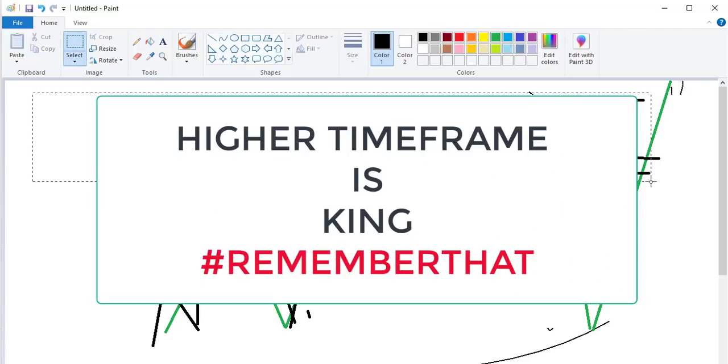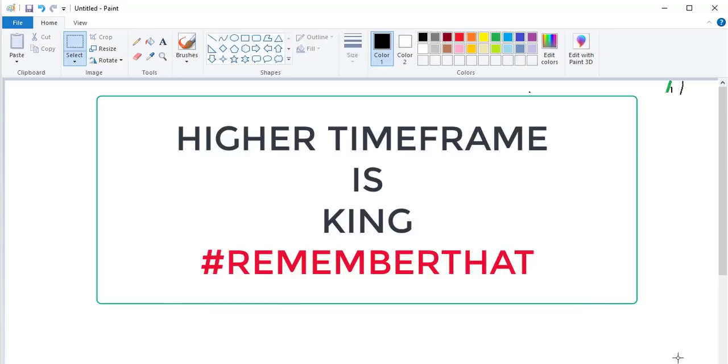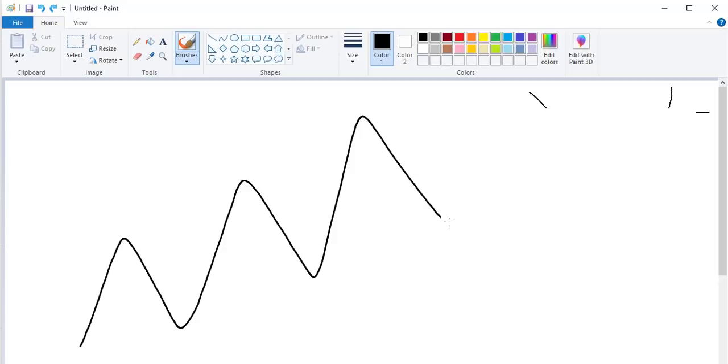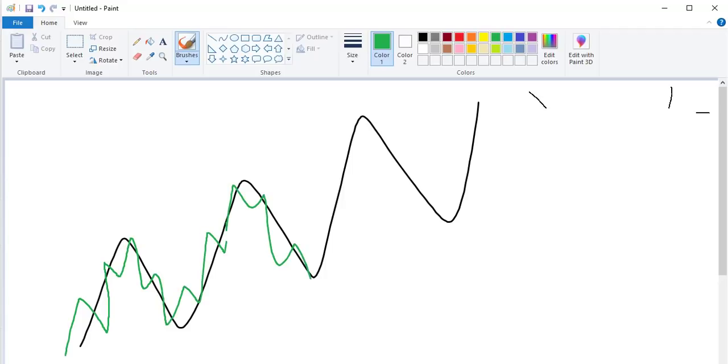I usually explain it like this to my students. I just draw a structure like this. Let's say this is the structure, right? Then I explain that if this black wave is the H4, the M30 or the H1 is going to look something like this. I don't want it to look simple, right? So let's say the green is the H1. Then if you go down to the M15, you will find some waves again inside this one.